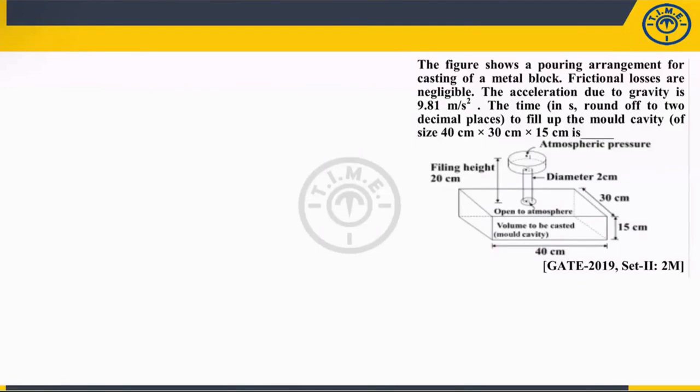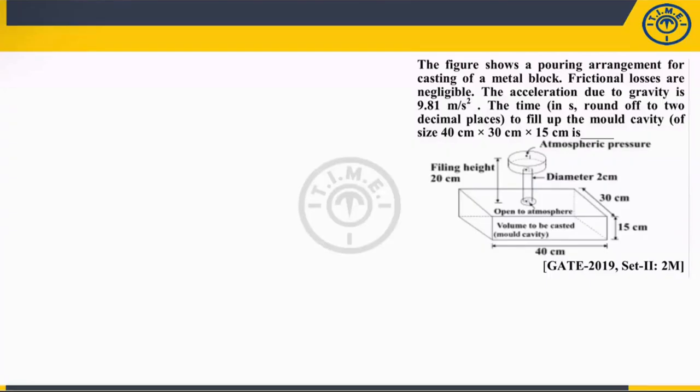The figure shows a pouring arrangement for a casting of a metal block. Frictional losses are negligible. Acceleration due to gravity is 9.8 meter per second square. You have to find out how much time is required to fill the mold cavity. If they mention a bottom gate system, then you have to consider that. Otherwise, it is a top gate question only. Clear, Dakshin? If they have given the figure like this, you can easily identify this is a top gate system. But for a bottom gate system, they will clearly mention it.